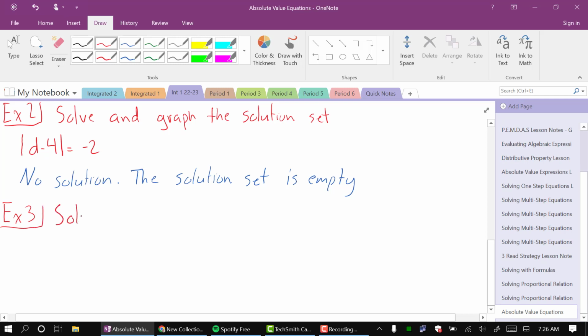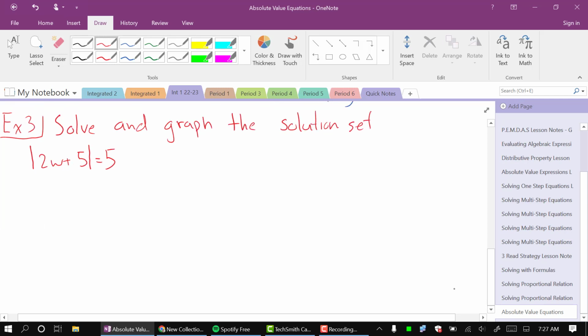Solve and graph the solution set. So the absolute value of 2w plus 5 equals 5. So I have a positive number over here, which means I'm going to be able to do case 1 and case 2. So case 1.